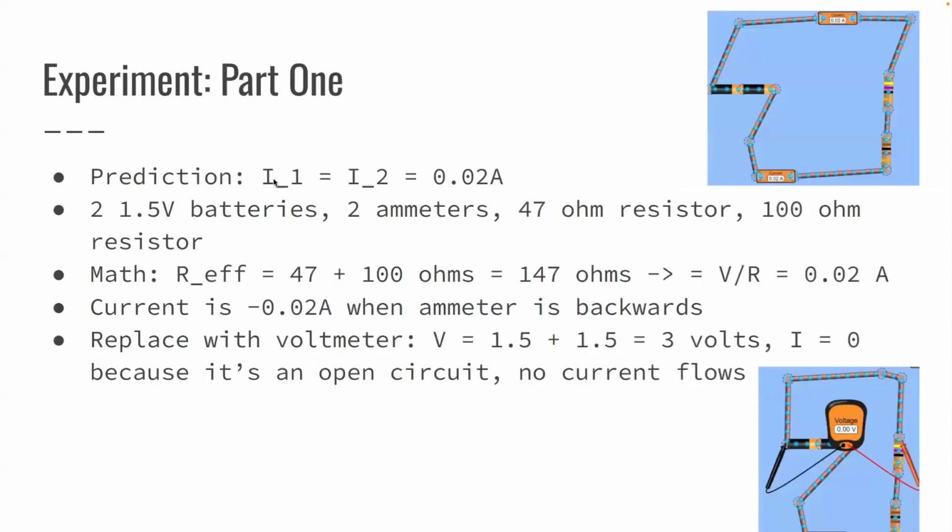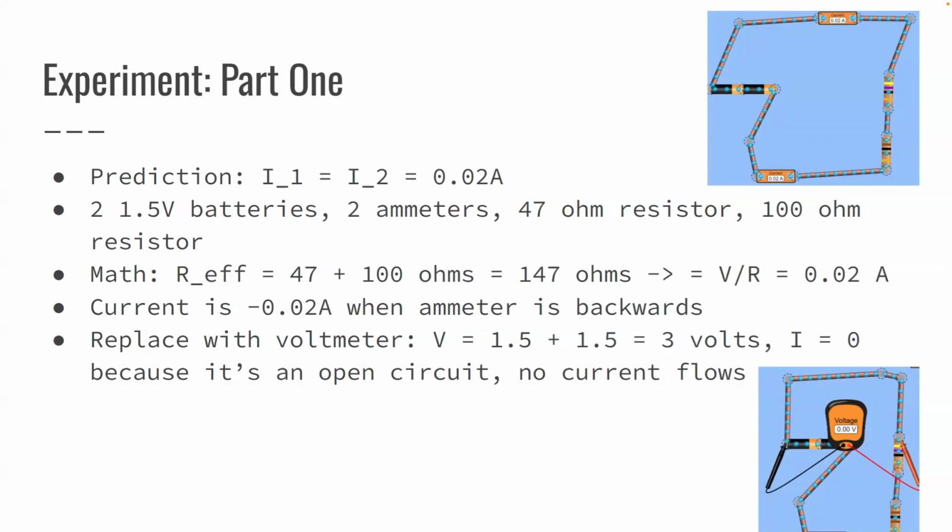Our prediction is that I1 is equal to I2, which is equal to 0.02 A, with two 1.5 volt batteries, 2 ammeters, a 47 ohm resistor, and a 100 ohm resistor. The math is that R equals 47 plus 100 ohms, which is 147 ohms, which leads to V over R equal to 0.02 A. Current is negative 0.02 A when the ammeter is backwards, because you just flip the sign.